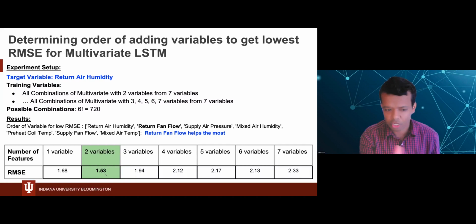And it makes sense because both of them were actually measuring some features of return air. But using more and more variables, they are not helping in this case because maybe they are not helpful to predict return air humidity.